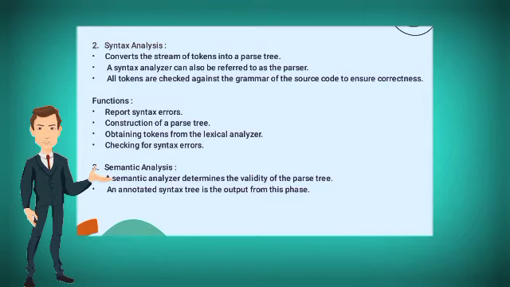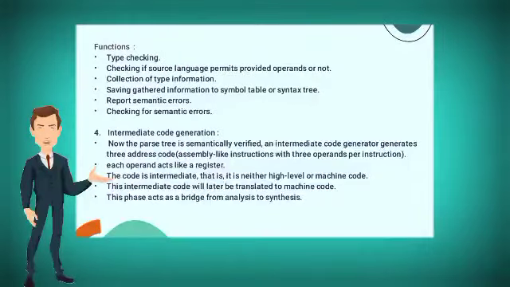Third point is semantic analysis. A semantic analyzer determines the validity of the parse tree. An annotated syntax tree is the output. Functions: type checking, whether the source language permits the provided operands or not, collection of type information, saving gathered information to the symbol table or syntax tree, and reporting semantic errors.